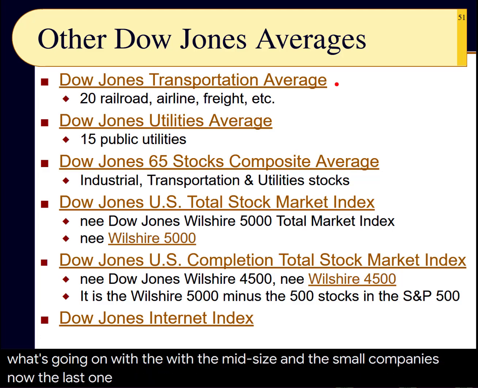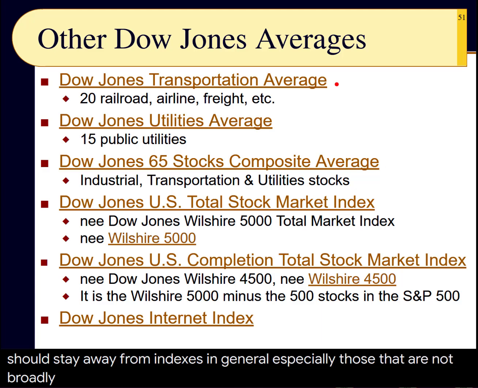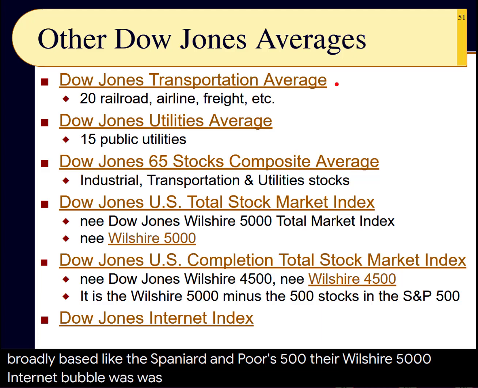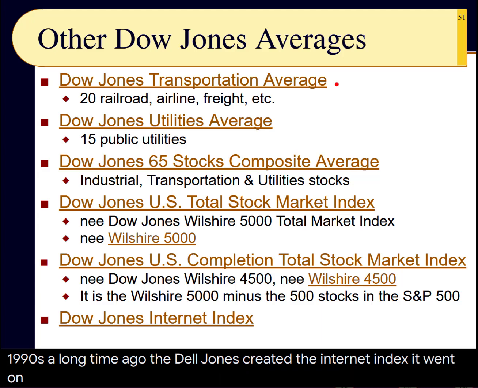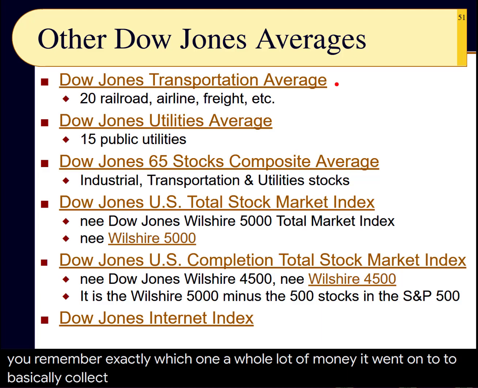Now, the last one is a very interesting index. It shows you why you should stay away from indexes in general, especially those that are not broadly based, like the Standard & Poor's 500 or the Wilshire 5000. As the internet bubble was expanding in the late 1990s, oh, it was a long time ago, the Dow Jones created the Internet Index. It went on to lose 94, I think, or 95%, or maybe 96%, one of those three. I can't remember exactly which one. A whole lot of money. It went on to basically collapse over the next few years.